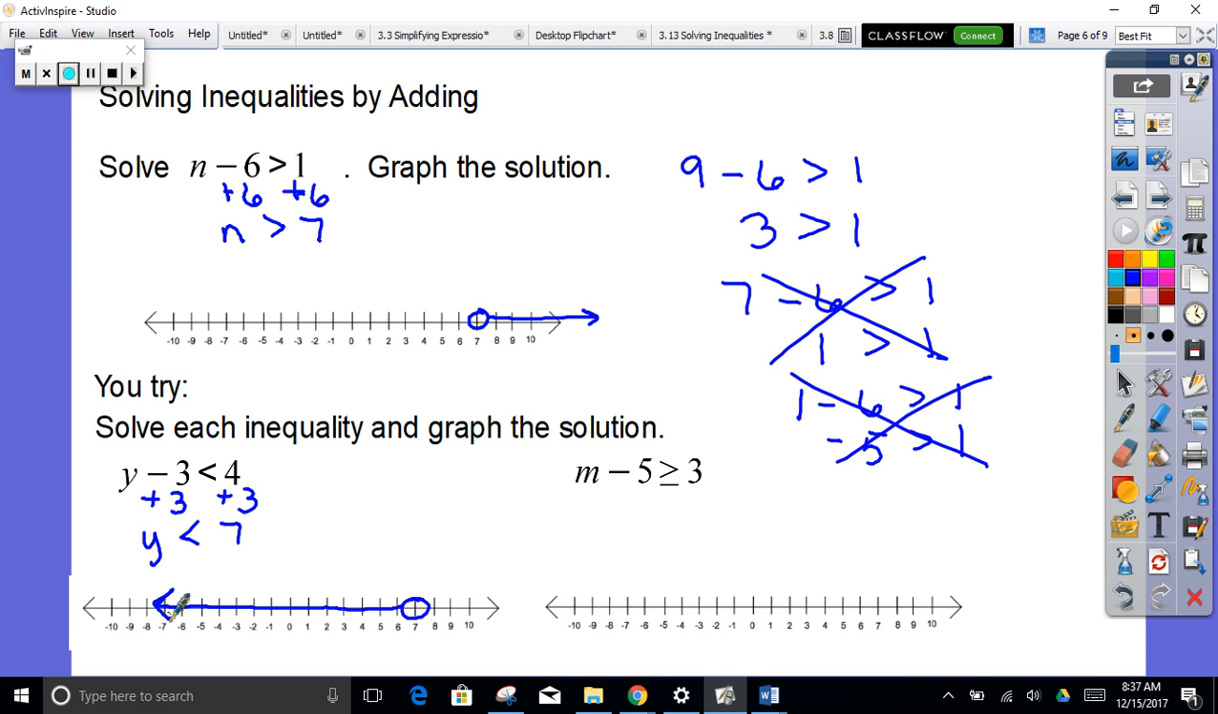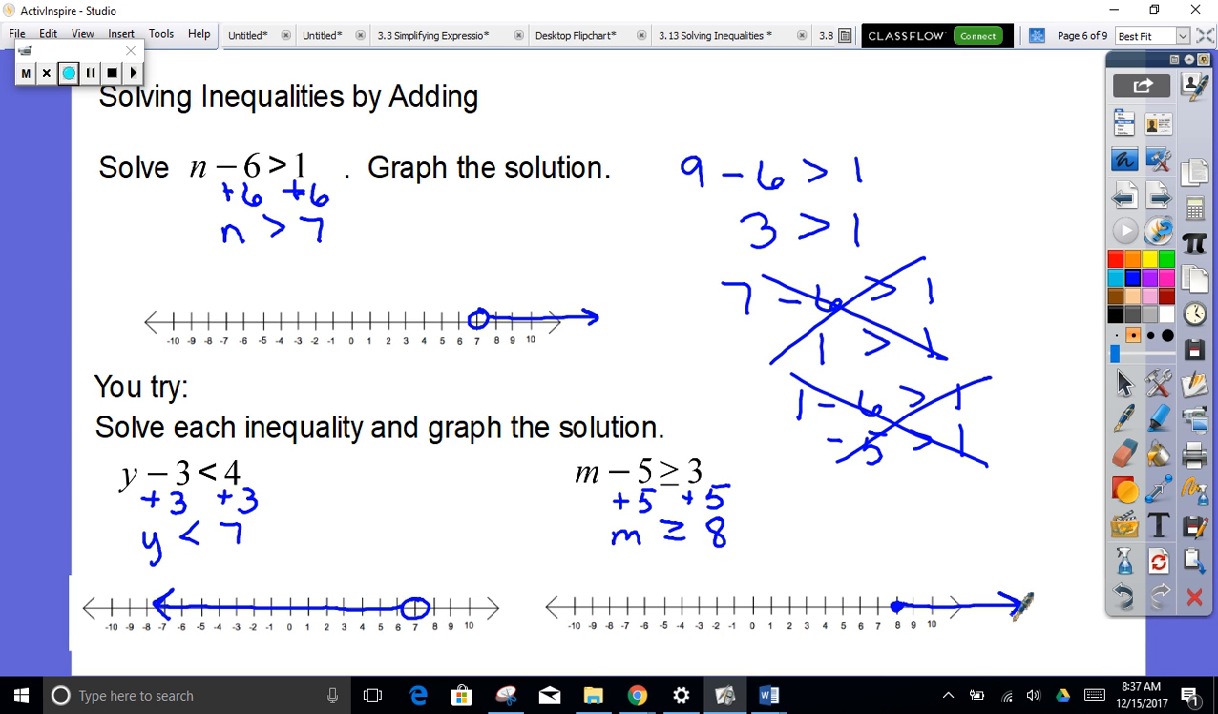I added 5 to 3 and I got m is greater than or equal to -8. Or just 8. 8, okay. Okay, and what does that look like on the number line? A closed circle on 8 and down to the bottom. Good.